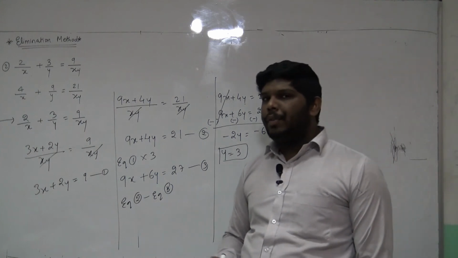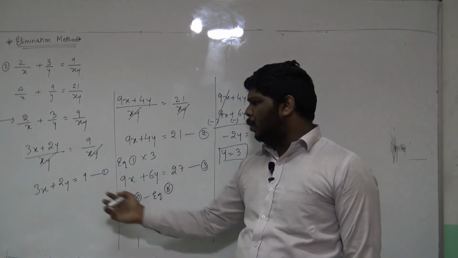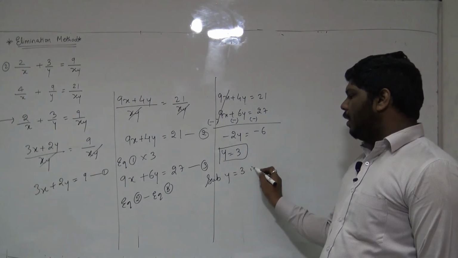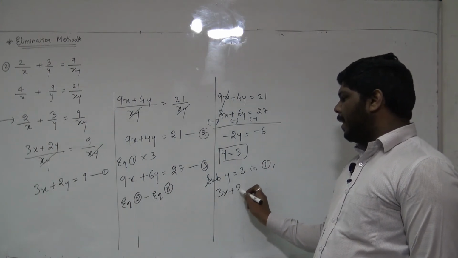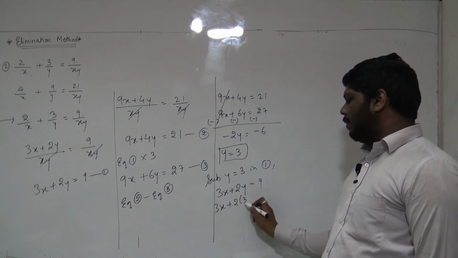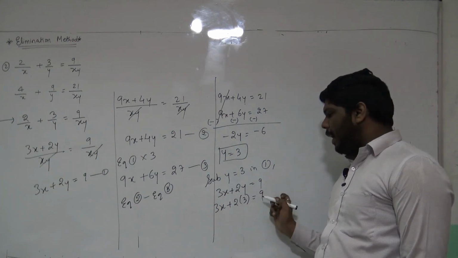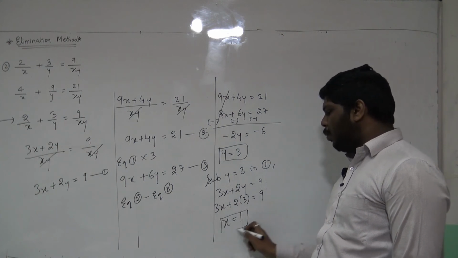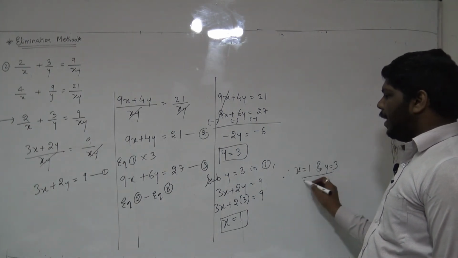Now again, how to find the value of x? Substitute the value of y in any one equation. You can go with equation number 2, 3 or 1. So let us say substituting y is equal to 3 in equation number 1. My equation number 1 is 3x plus 2y is equal to 9, in which the value of y is 3, correct? So 2 3s are 6. 6 will go to the right hand side, subtraction: 9 minus 6 will give you 3. So 3x is equal to 3, the value of x will be equal to 1, and therefore x is equal to 1 and y is equal to 3 is your final answer.